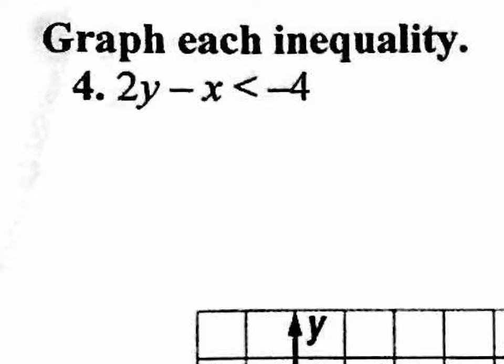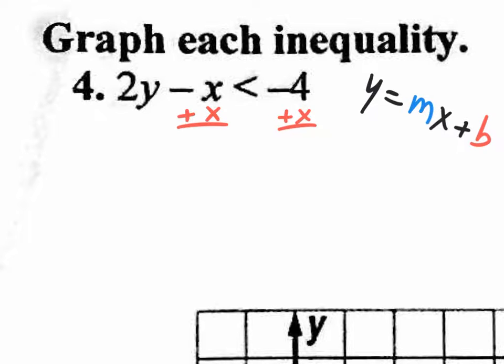And step 1 is to rewrite in slope-intercept form. You want y by itself. So you have to add x to both sides to start getting y by itself. Now remember, you want y equals mx plus b. Let me write this down on the side. Y equals mx plus b. This is what we want, so we're changing it to look like this.